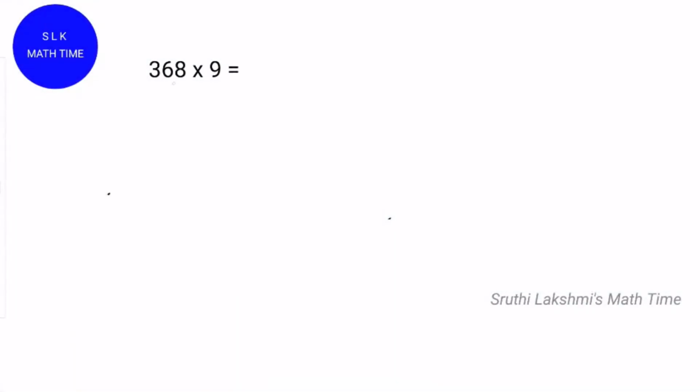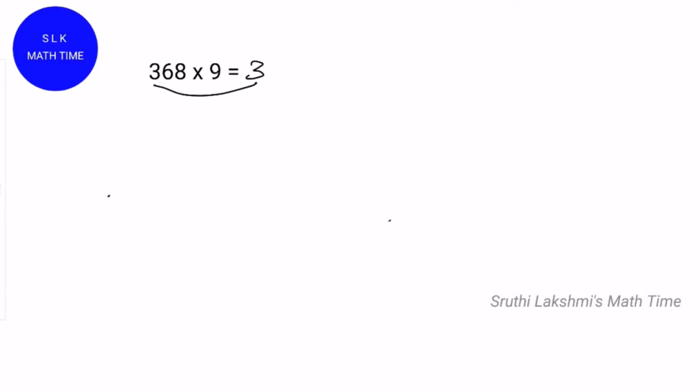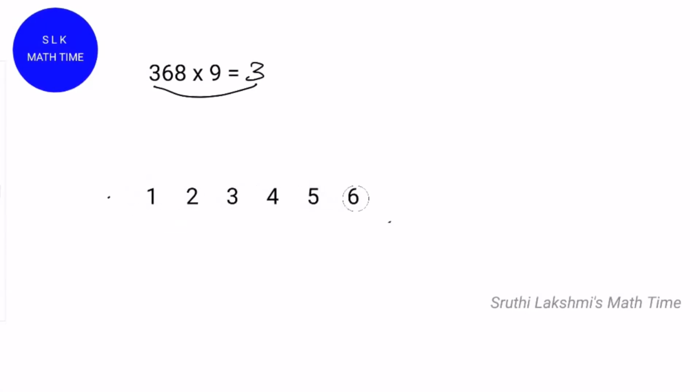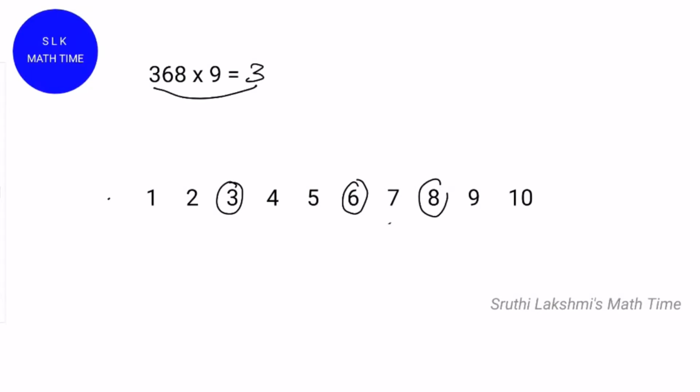See another example. 368 into 9. So now we are multiplying a 3-digit number by 9. First, write down the first digit as it is. So 3. Now for the second digit of our answer, imagine or write the numbers from 1 to 10. Next, circle the digits of the number. So 3, 6 and 8.